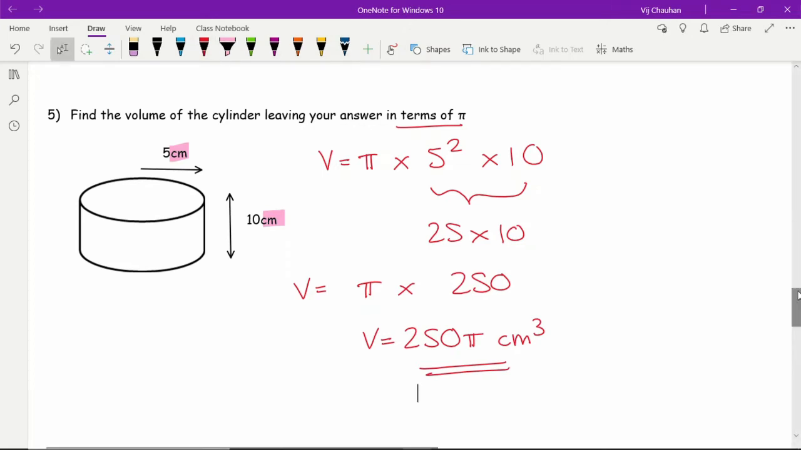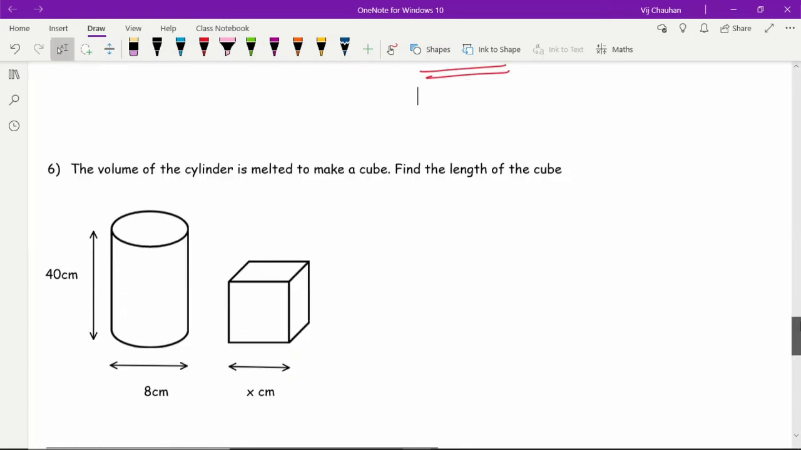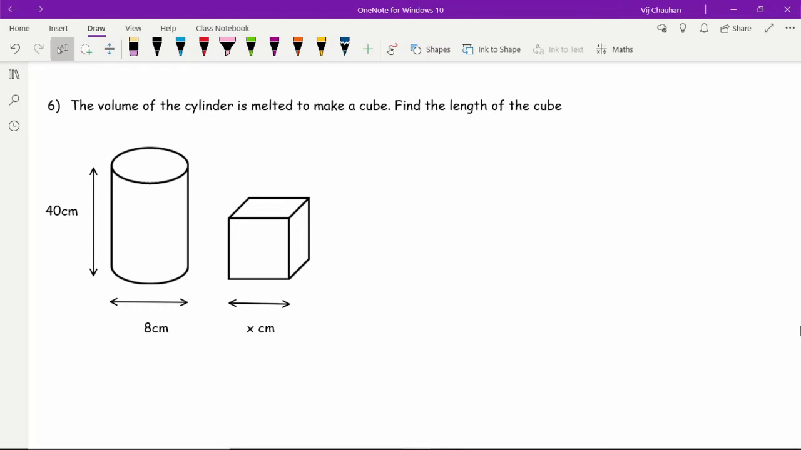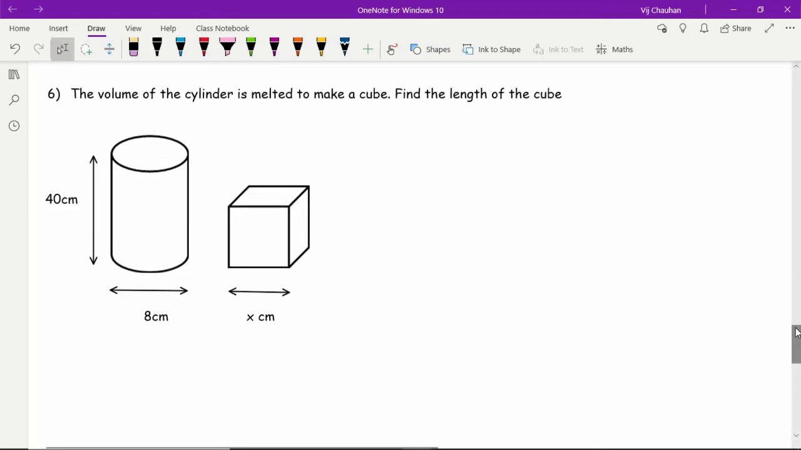So moving on to the next example. Now this is more of a complex worded question. Here it says that the cylinder is melted to make a cube. Find the length of the cube. In this particular question, let me just move slightly up so we can see what we need to do. Now this question will be worth quite a lot of marks.